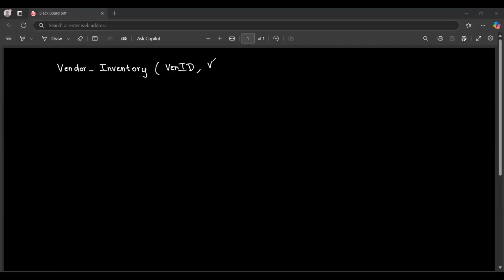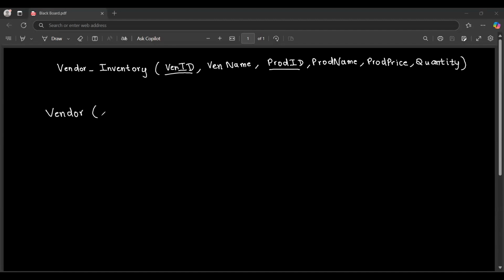Win ID, Win name, and we can have product ID, and we can have product name. We can also have product price, and we can have quantity. So here you may say, I know this Win ID and product ID, they both are required to find this thing. So you can say, if we decompose this like this, okay, like vendor, and we can have Win ID, product ID, not product ID, Win ID and Win name.